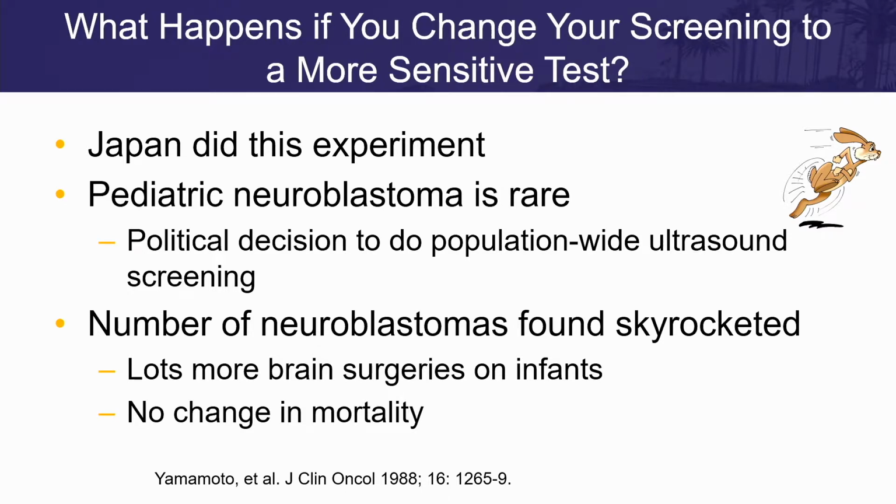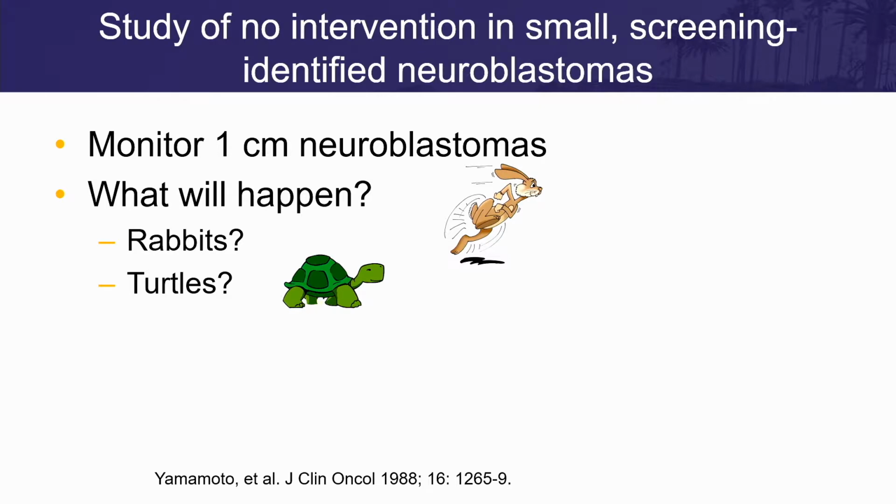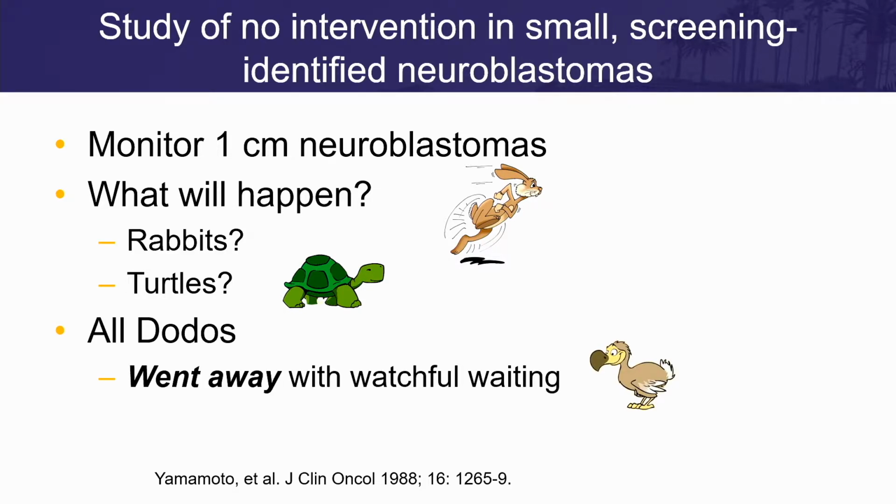Pediatric neuroblastoma is very rare, but because a high-level official in Japan had a child with pediatric neuroblastoma, there was a political decision to do population-wide ultrasound screening of all infants for neuroblastoma. The number of neuroblastomas found skyrocketed, and there were lots more brain surgeries on infants, but no change in mortality. Eventually, somebody said, well, wait a minute, why don't we monitor 1 centimeter neuroblastomas or smaller? And what will happen? Are these rabbits that we prevented from becoming really dangerous neuroblastomas, or are these turtles that are really indolent, or just dodos? And it turns out they were all dodos, and all went away with watchful waiting.